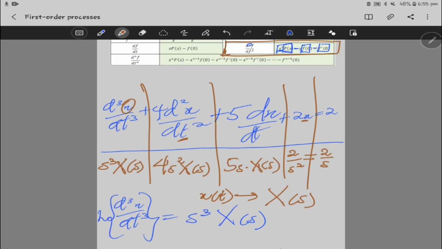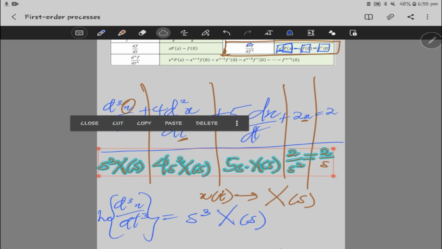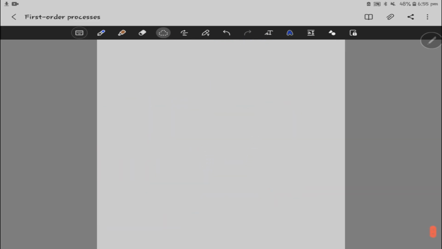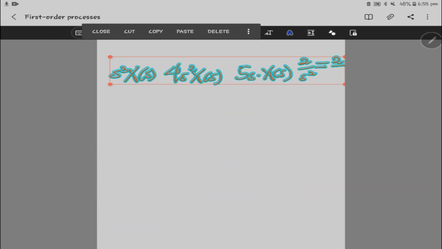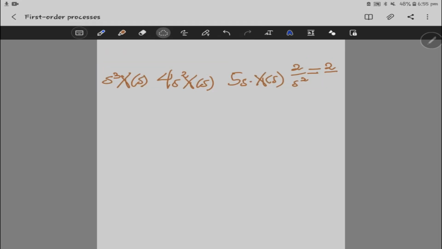So basically, we've done the Laplace transform of the initial differential equation that we had, right? So now that we've done the Laplace transform, basically we are done with it. Now we are going to get what we call the inverse transform, right?